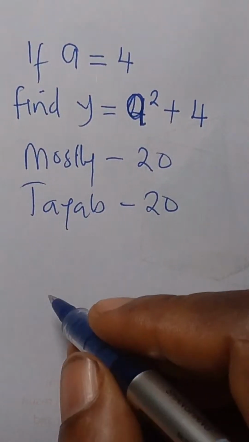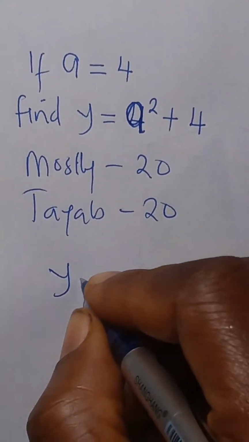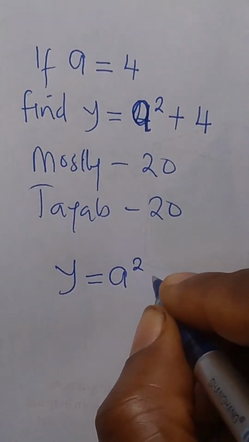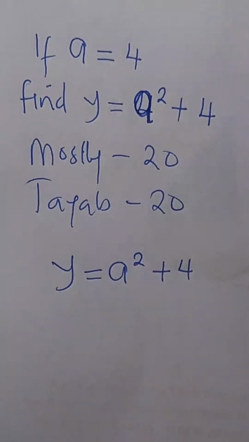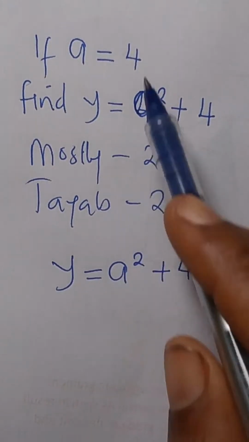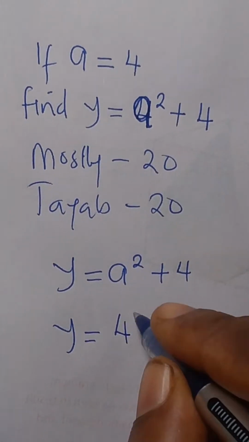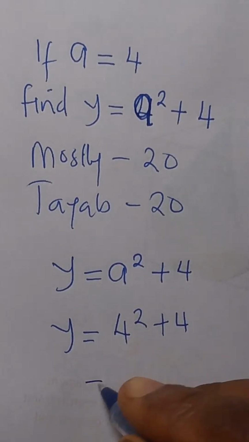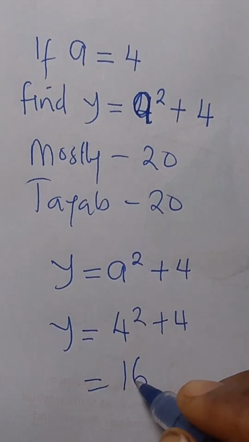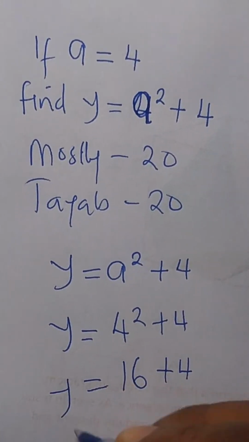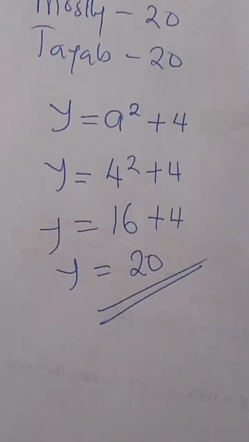So let me quickly solve this. We said if a is 4 and we are asked to find y equals a square plus 4. All right, and our a is 4. This simply means wherever you see a, you replace it with 4. So our y is equal to 4 square plus 4. And 4 square is 4 times 4, and 4 times 4 is 16, plus 4. So our y is equal to 16 plus 4, which is 20. So our y is 20.